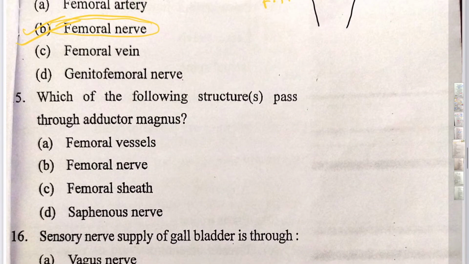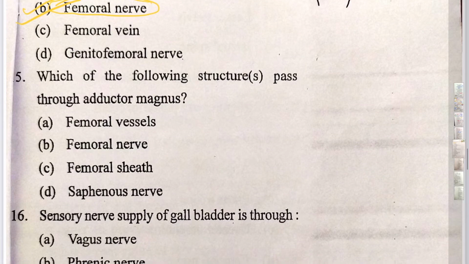Now this is question number 15. Which of the following structures pass through adductor magnus? Options are femoral vessels, femoral nerve, femoral sheath, saphenous nerve. So I think I have to draw this diagram for you.